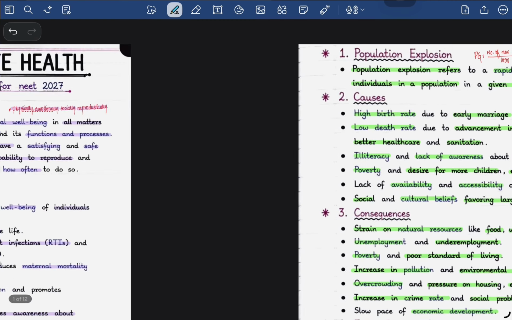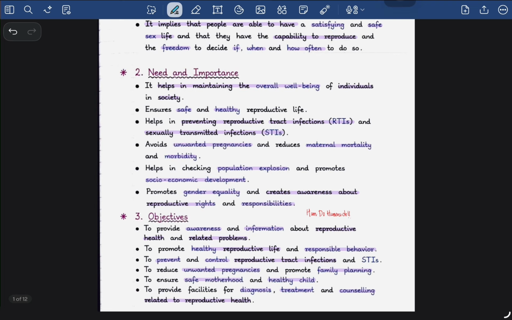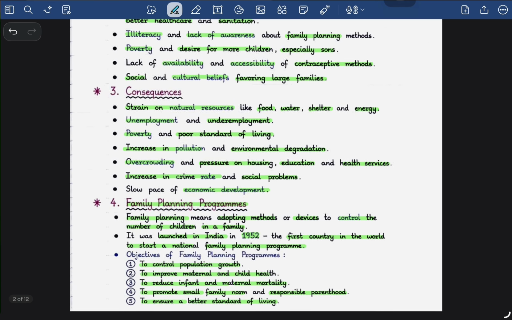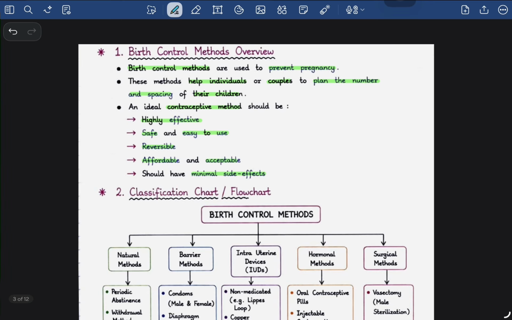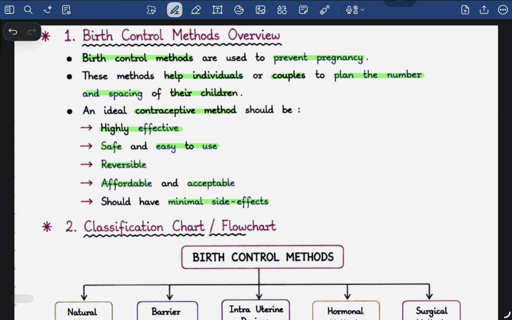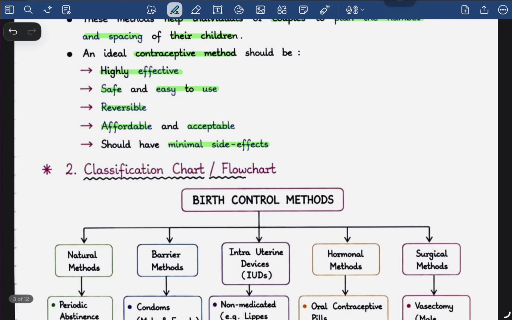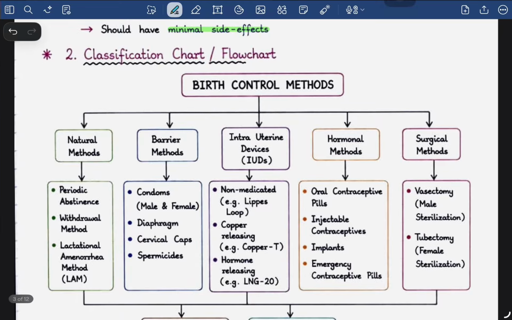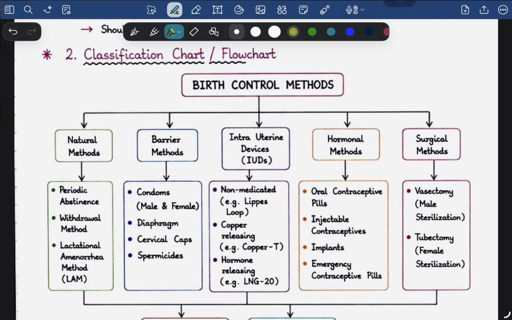these things: the basics of reproductive health, the needs, importance and objectives of it, population explosion, what the causes and consequences are, and what programs we have in order to control it. Then we discussed birth control methods, where we had just an overview. Now in this video we will be discussing a few things in detail, and then obviously another part will be there, maybe one or maybe two, it depends on how much time it takes. So we will be discussing each one of them in detail.